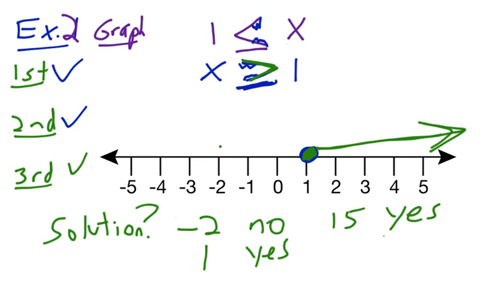And let's try one more. What about 1/2? Well, 1/2 would be right here on the number line, so that's less than 1. So that's not going to be a solution. That would be a no. And what the heck, 1.1. Yeah, 1.1 is part of our graph. It's greater than 1. Greater than or equal to 1, so yes.